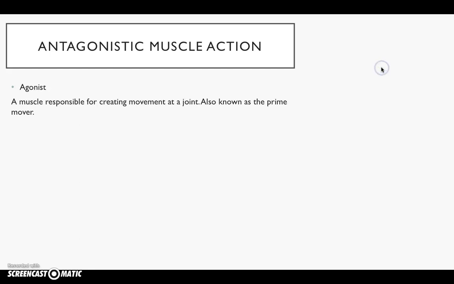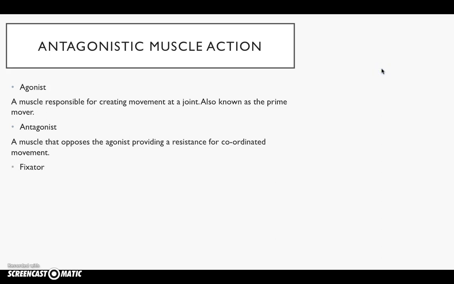So the agonist, a muscle responsible for creating movement at a joint, also known as the prime mover. So that muscle that is creating the movement at a specific joint. The antagonist, you have a muscle that opposes the agonist, providing resistance for coordinated movement. This is usually the opposite muscle, and I'll go through a few examples in a second. And then fixator, a muscle that stabilizes one part of the body while another causes the movement.